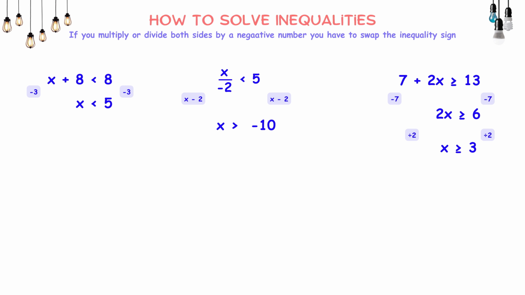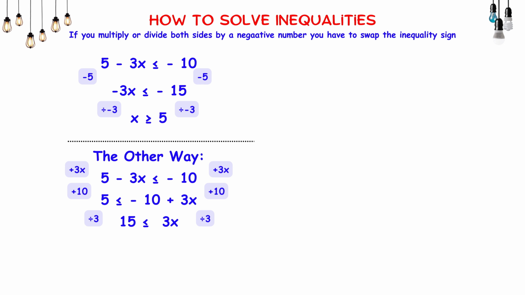For this first one, there are two different ways that you could do it. One is to subtract 5 from both sides to get -3x ≤ -15, and then divide both sides by -3 to find that x ≥ 5. And if you didn't notice, we swapped our inequality sign around here because we were dividing by a negative number.